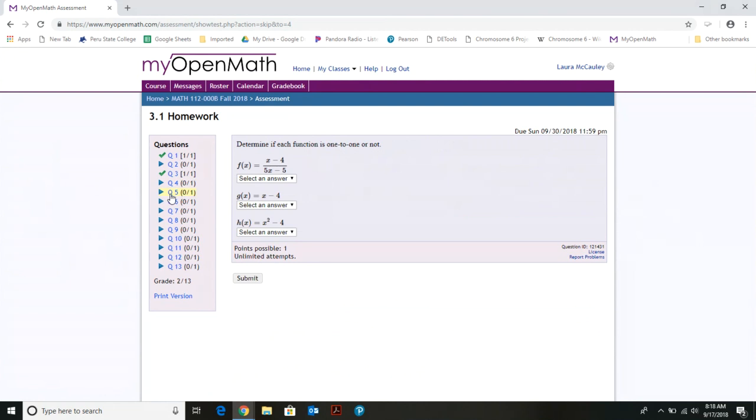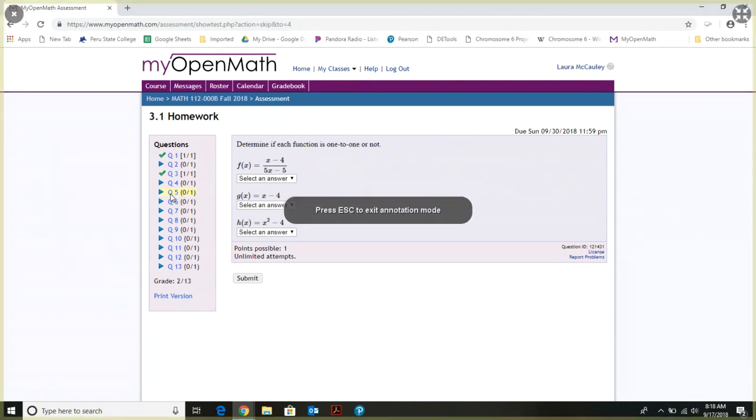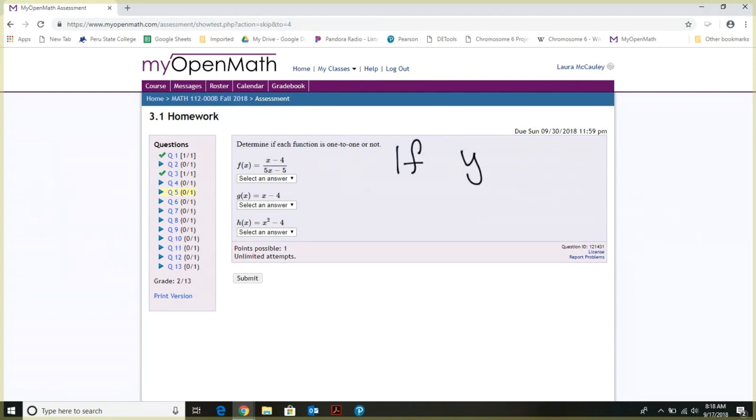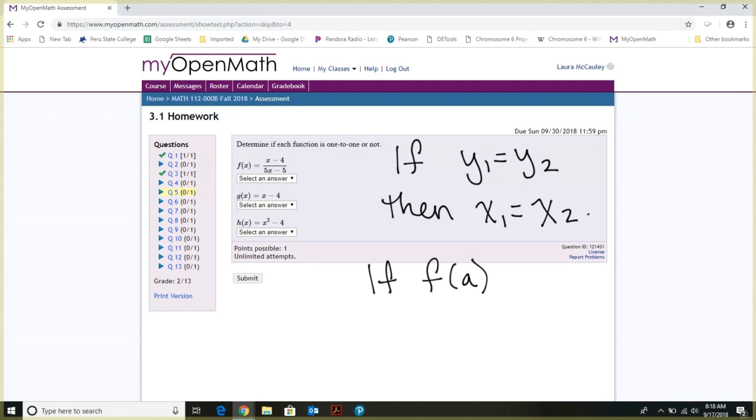So if you think about this, the actual definition for one-to-one is that if 2 y values are the same, then their x values also have to be the same. That may seem a little obvious, or maybe not so much, but it's saying if 2 y values are the same, then their x values have to be the same. In function notation, you would say if f of a equals f of b, then a has to equal b.